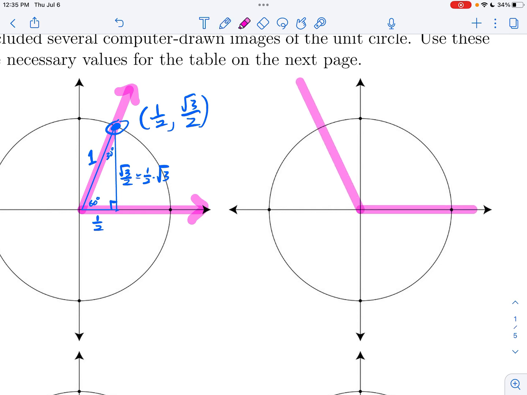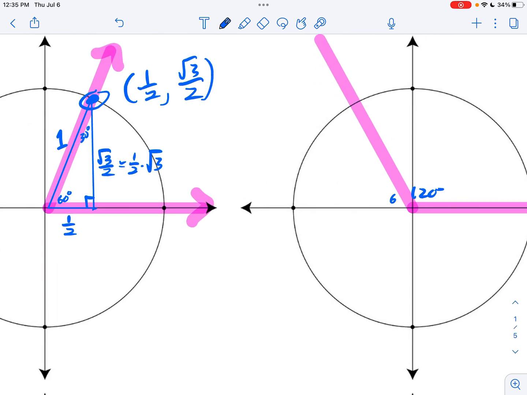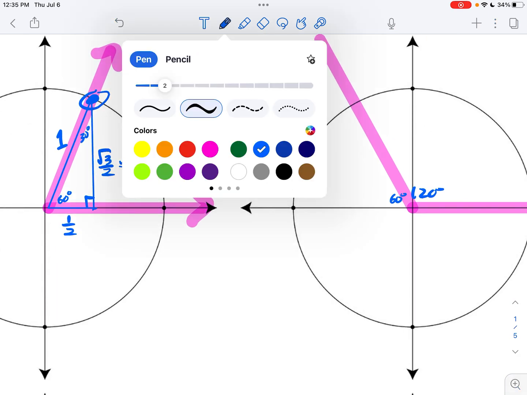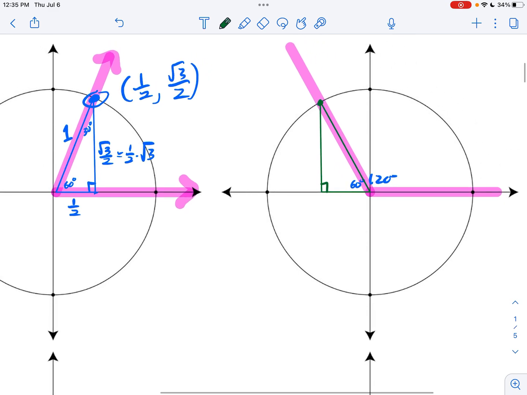120 degrees in standard position looks something like so. Here's 120 degrees. That means this is 60 degrees over here, and in this case, maybe you'd wind up drawing a triangle like so. So here in green, I am drawing a triangle. And what you might notice is the 30, 60, 90 triangle that I'm drawing over here.